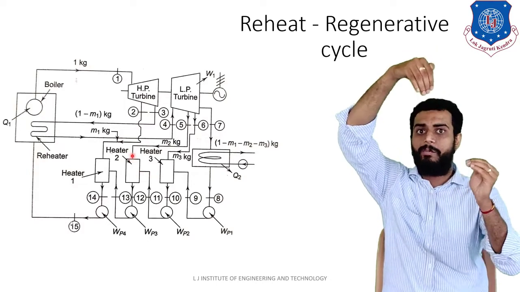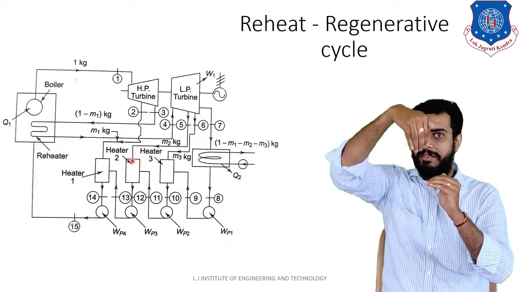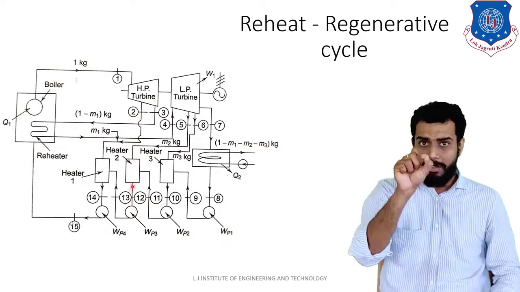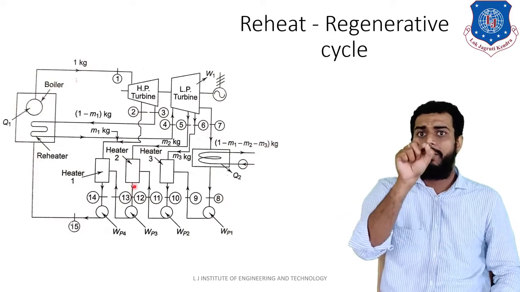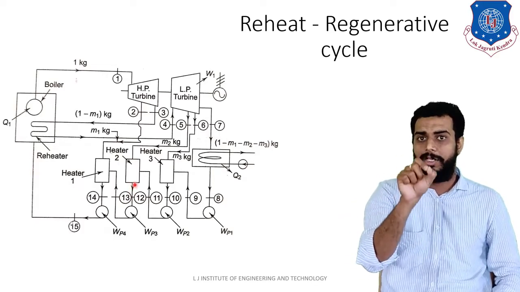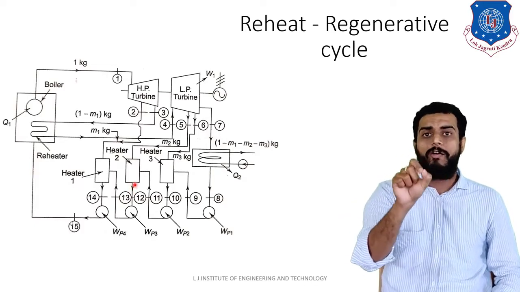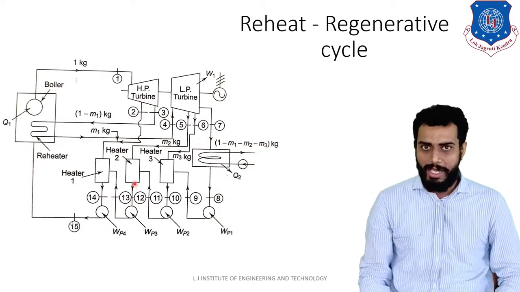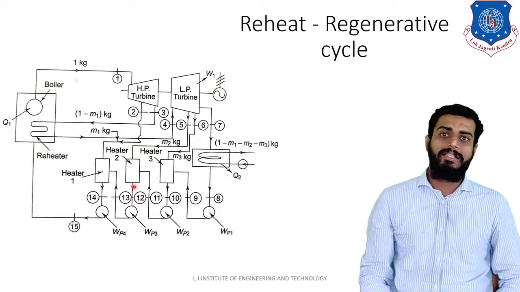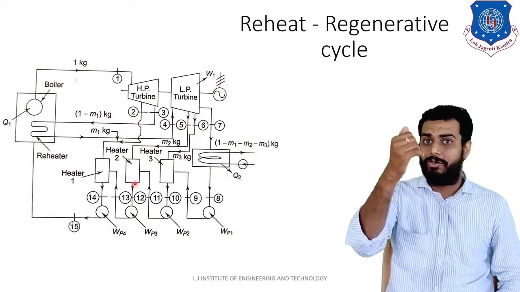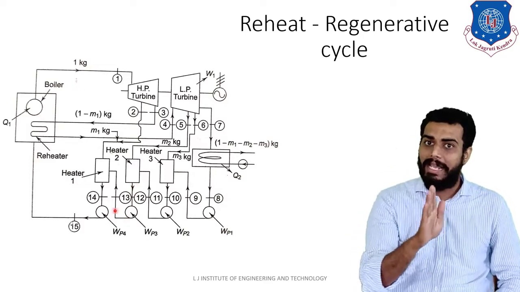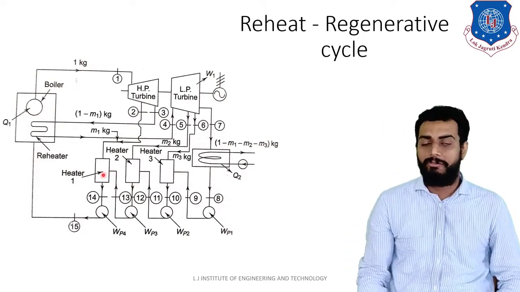Both will get mixed, and this steam will be converted into high temperature water. So at the outlet of heater 2, at point number 12, you will have water of mass 1 minus m2 kg. Clear? Now further, this 1 minus m2 kg of mass is sent to pump number 3. This pump will increase the pressure, right, and it will be sent back to heater number 1.